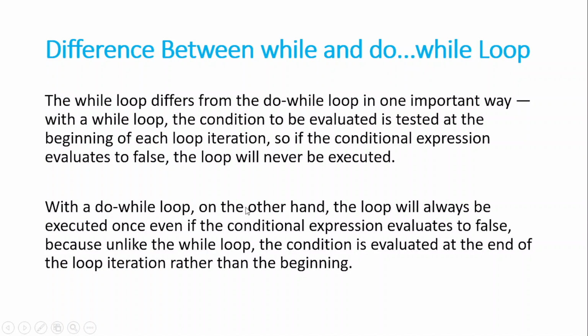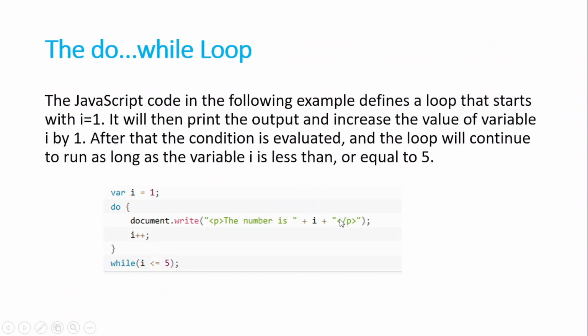With a do while loop, on the other hand, the loop will always be executed once. So first it will execute the code, then after it will check the conditional expression whether it is true or false. If it is true, it will repeat the do while loop next time as well. And if it is false, it will not execute next time. So it will only execute once if the condition is false. The condition is evaluated at the end of the loop iteration rather than the beginning. So we check it at the end. You can see that the condition is checked at the end.